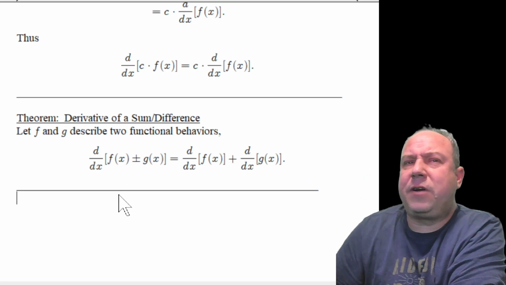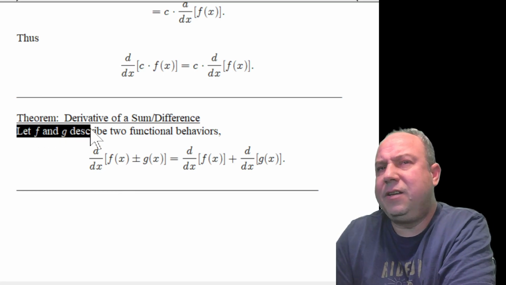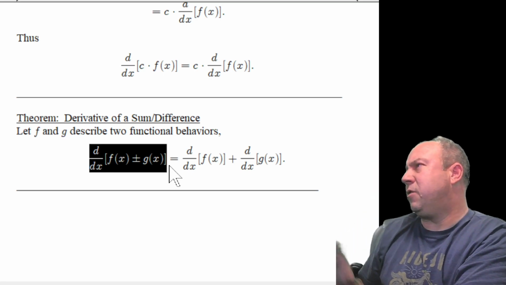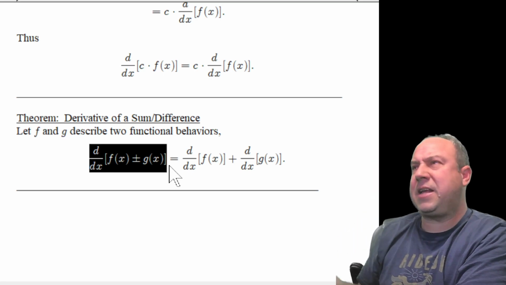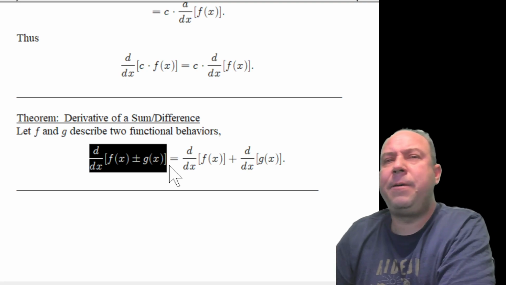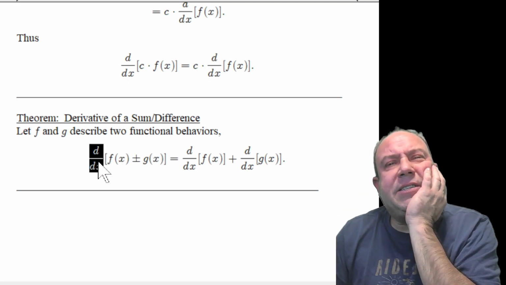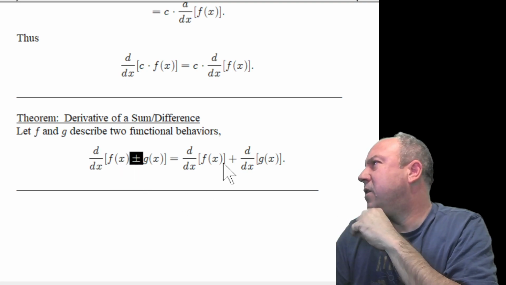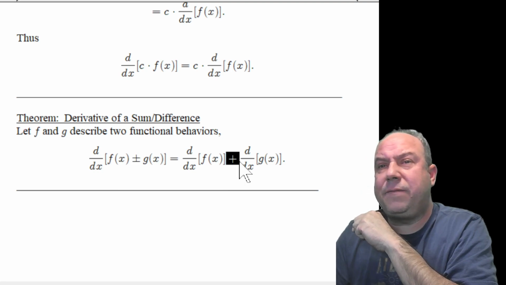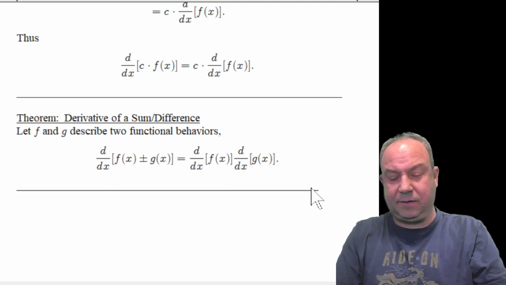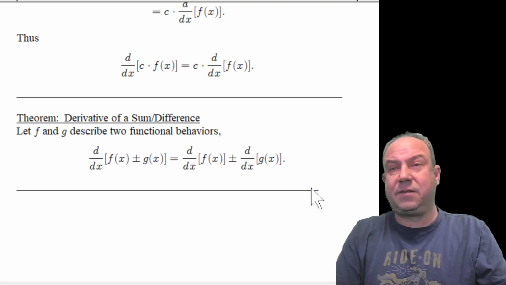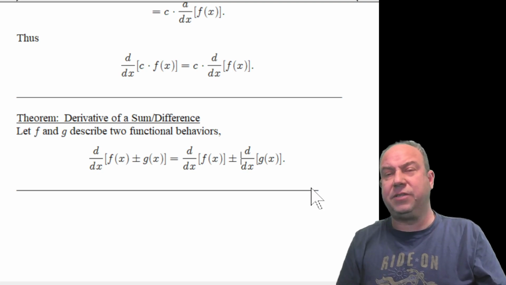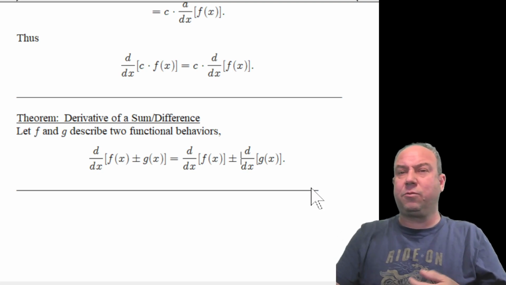And here we have two functional descriptions, f and g. And we're interested in what's the derivative with respect to x for the sum or difference of those two functions. What's the derivative with respect to x of f of x plus or minus g of x? And what we see is that this derivative operator will distribute itself across this sum or difference, and it'll become the sum or difference of the derivative for each of the individual functions. It's called the sum or difference rule.